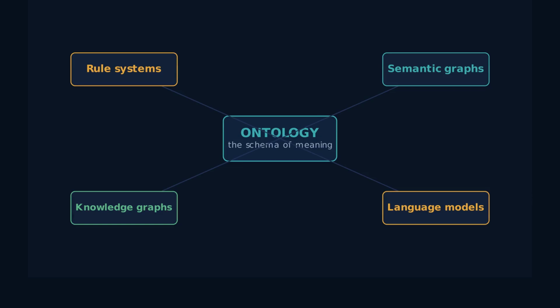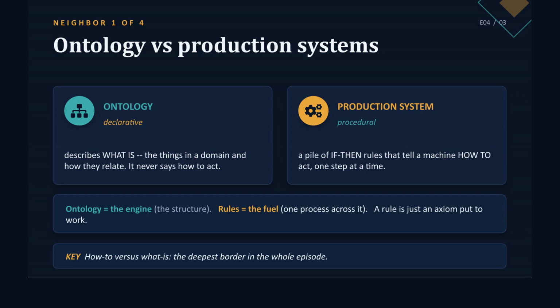So picture an ontology sitting in the middle, with 4 neighbors around it: rule systems, semantic graphs, knowledge graphs, and language models. One by one, we are going to walk the border with each. Our first neighbor is the production system, the classic rule-based engine of the old expert systems. The difference here is the deepest one in the whole episode, so do hold on to it.